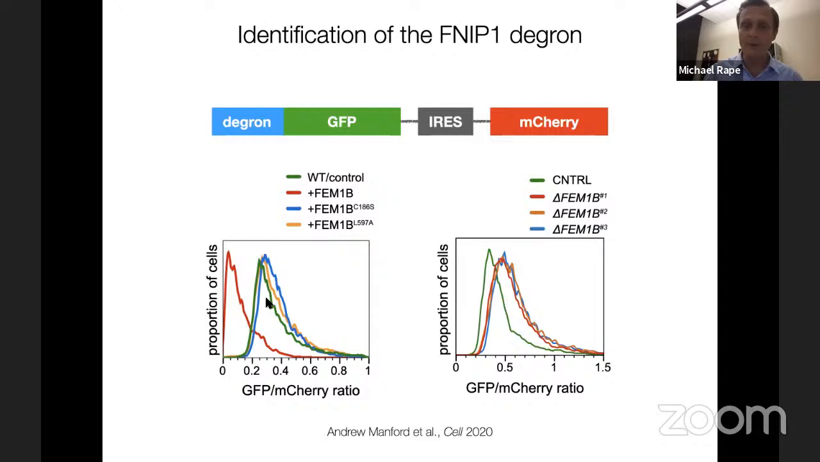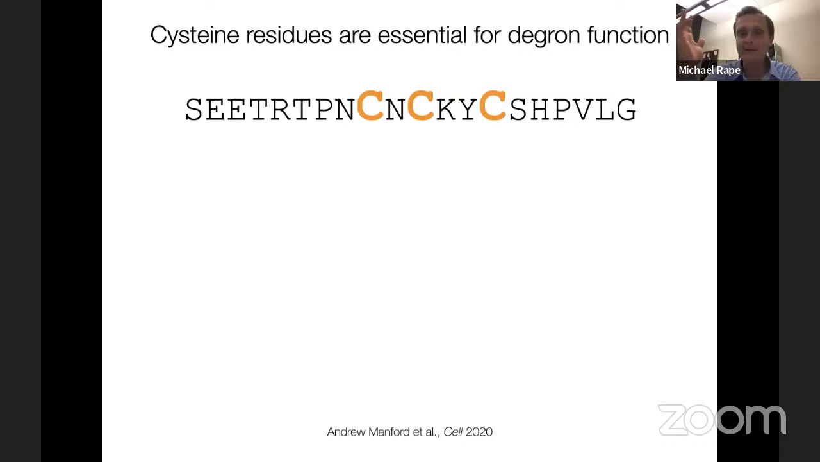So we knew, and that typically then allows us to ask, is there any regulation around it? And for that, we typically do sequence gazing first and ask, is there anything interesting? You look at conserved residues. There are three residues that are conserved across all FNIP1 homologs. And these three residues are three cysteines. And so if you talk about the redox sensing pathway, and the three conserved residues are cysteines, you know that something nice has happened. And so the first thing we asked, of course, is, are these cysteine residues essential for degron function? And they are, beautifully.